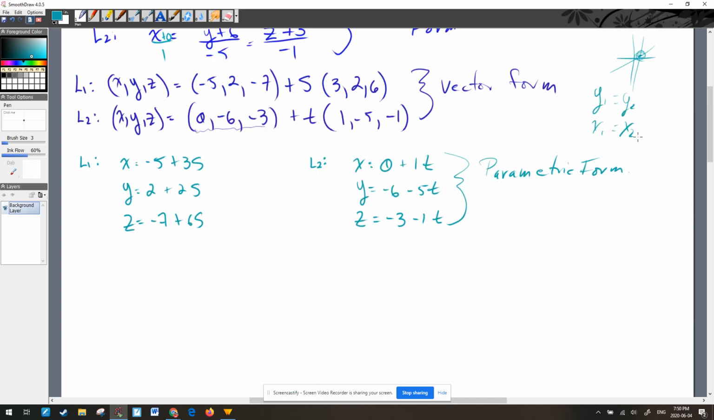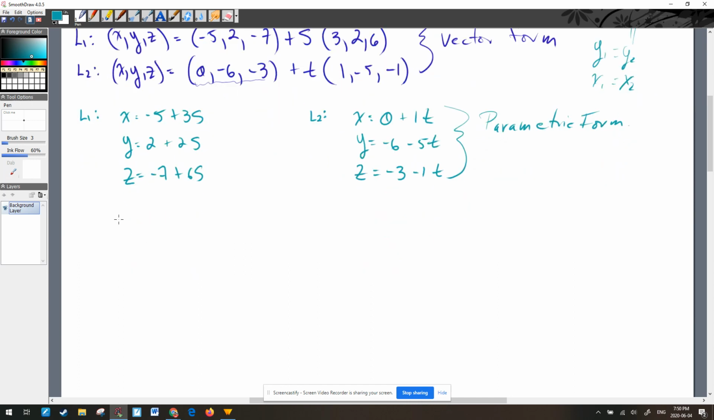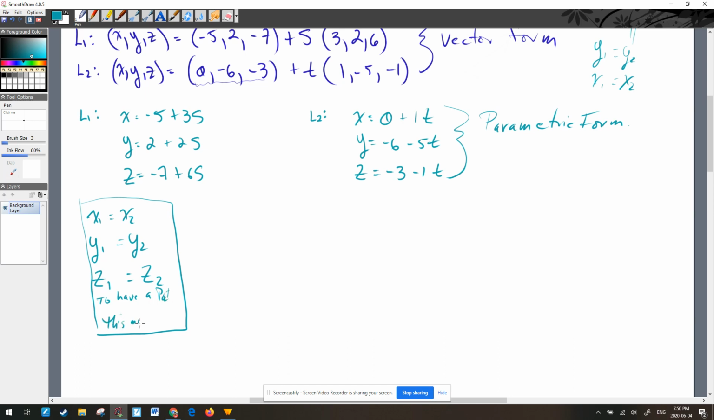The concept is extensible. If I have a point of intersection in 3 space, it means the first x has to match the second x, the first y has to equal the second y, and z1 has to equal z2. To have a point of intersection, this must happen.